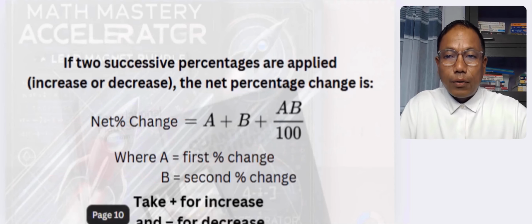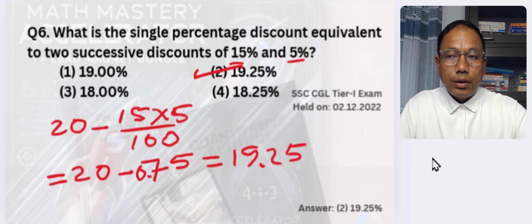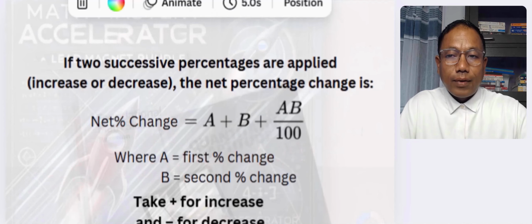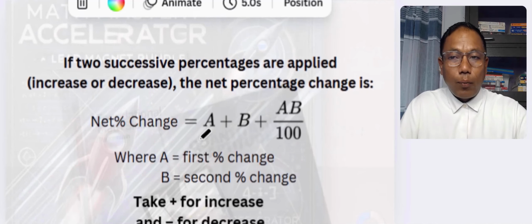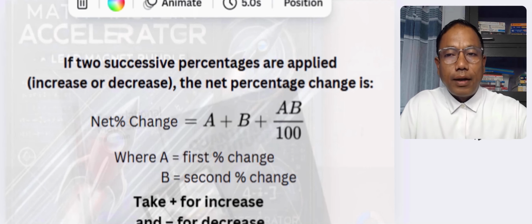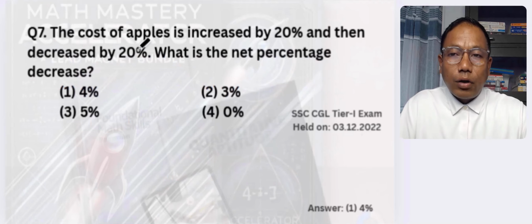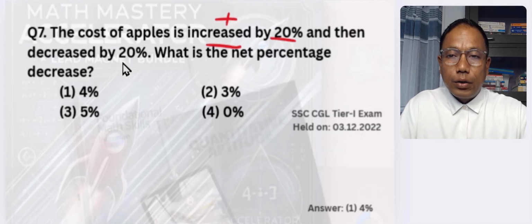From question number 1 to 6, we have the formula x plus y minus xy by 100. That is successive discount. This time we'll take all positive. If it is increase or more, we'll take positive. If it is less or decrease, we'll take negative. Okay, that's the logic. The cost of apple is increase. Increase means plus. Okay, plus 20, and then decrease by 20%.